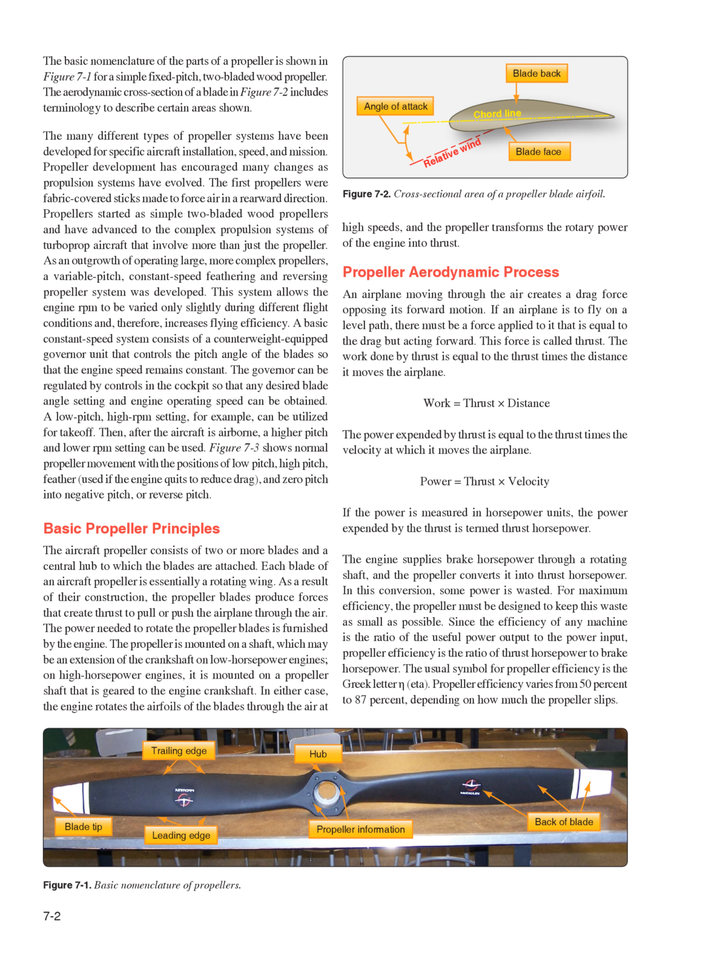Since the efficiency of any machine is the ratio of the useful power output to the power input, propeller efficiency is the ratio of thrust horsepower to brake horsepower. The usual symbol for propeller efficiency is the Greek letter eta, η. Propeller efficiency varies from 50% to 87%, depending on how much the propeller slips.